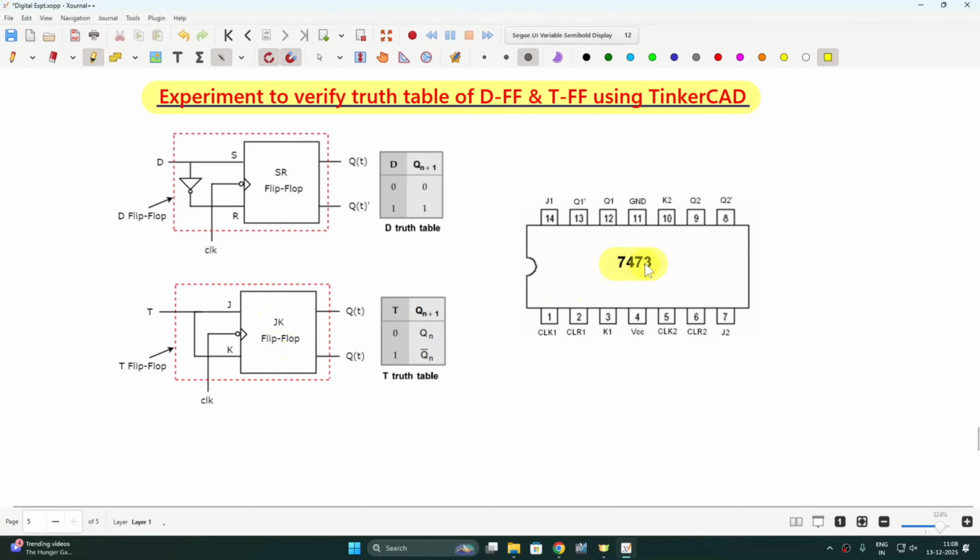So for this purpose, we are using this IC. Now this IC is dual JK flip-flop. So at a time, we are needing only one flip-flop. Hence, out of these two flip-flops, we will use only one flip-flop at a time.